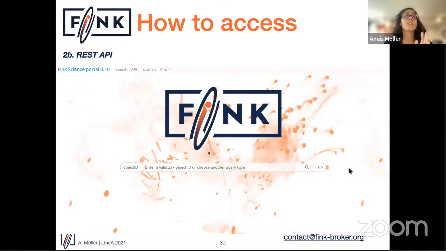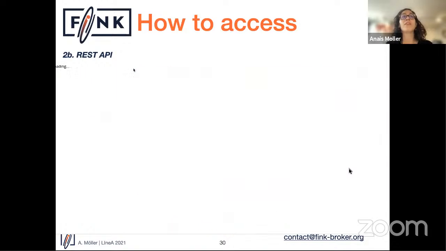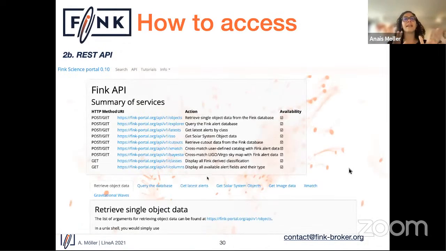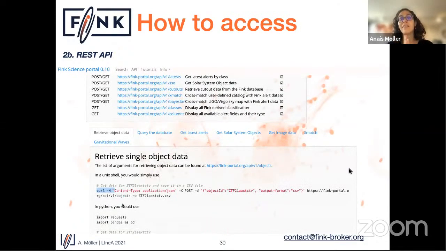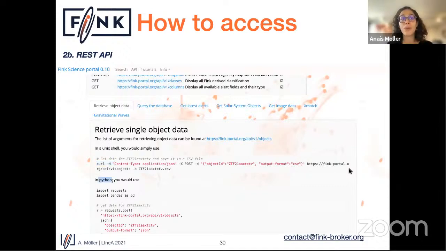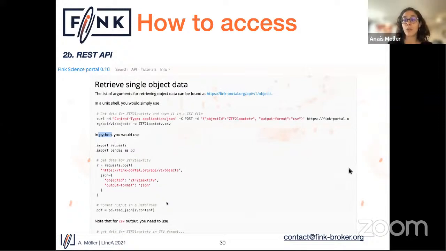Now in the science portal, you may see on the top left, there is something called API. So this is the REST API, the other way of accessing. This is like our documentation. You can actually curl to get data from our database in your computer. We usually use Python for analysis, so you can actually do that through Python.